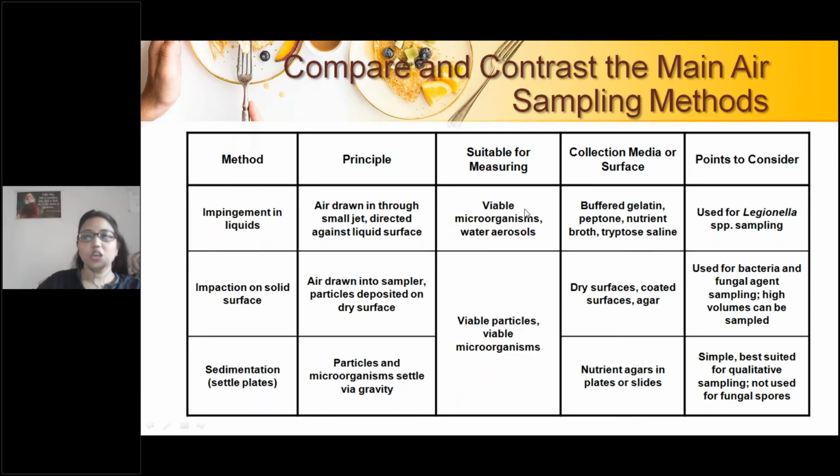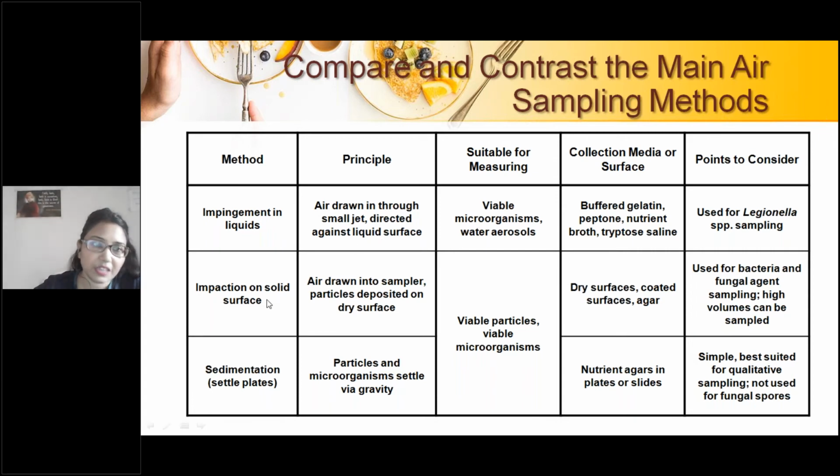a liquid surface. So viable microorganisms, water aerosols, etc. And these organisms can be measured by collection on different media or surfaces like peptone water or nutrient broth or cryptosaline broth. So Legionella, etc. sampling, suppose we are staying in AC rooms and all. So it is very important for us to check.